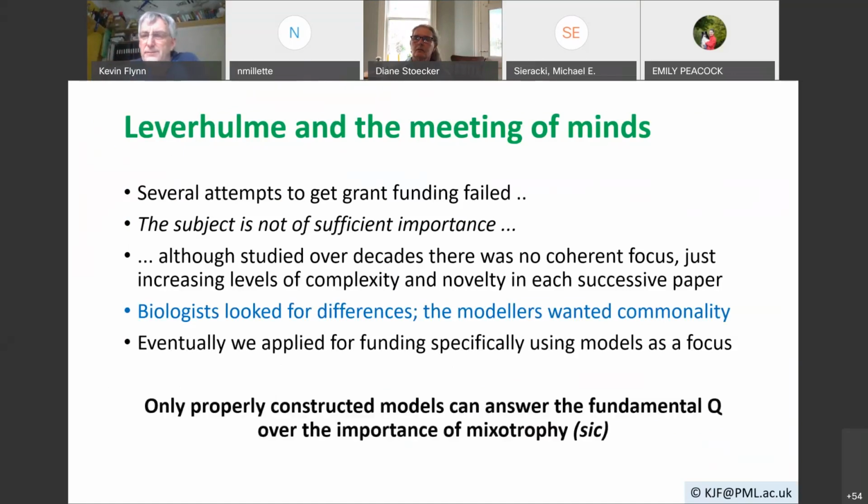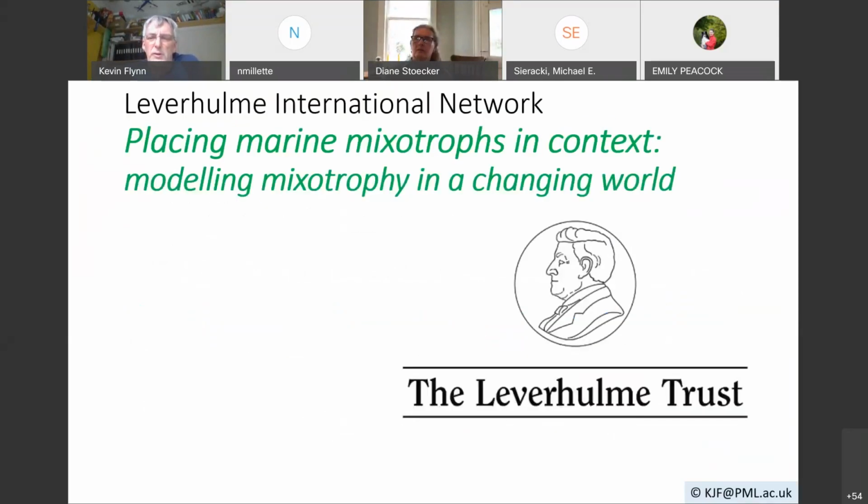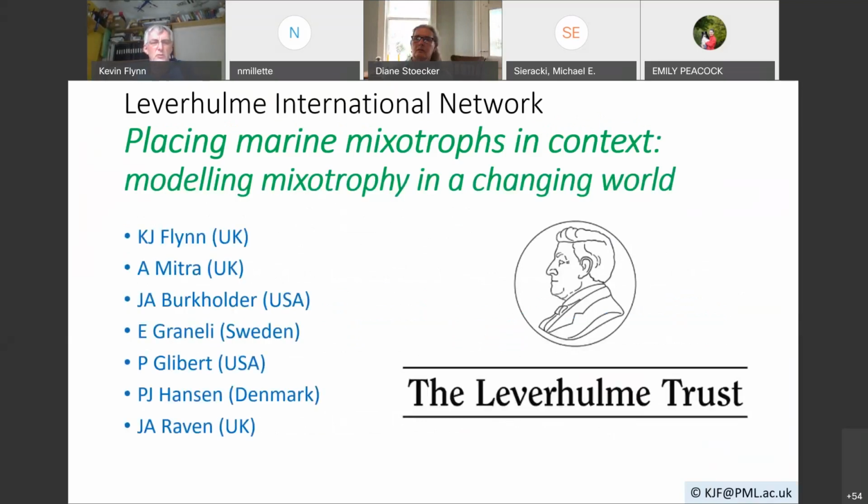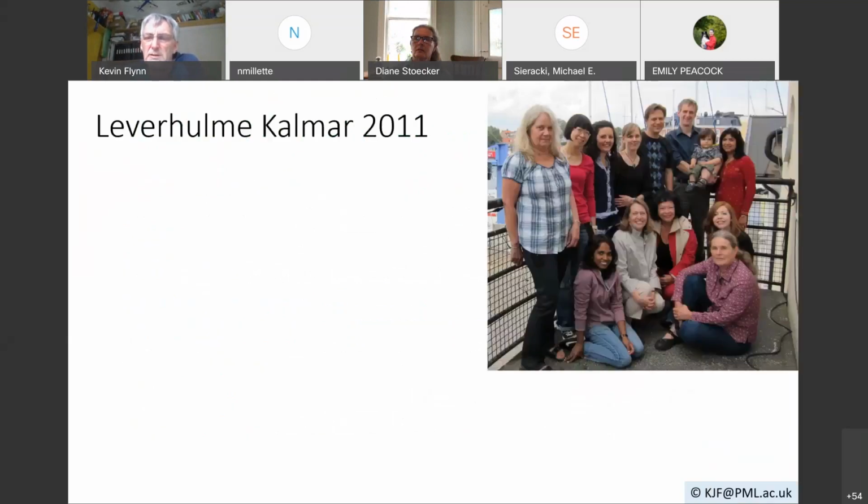And the reason for that is basically only properly constructed models can really answer the fundamental question as to whether these processes are important or not, or where they are important. So we got funding from the Leverhulme Trust, and these are the grant holders for that. And over the following 4 years or so, we had a series of meetings. The first one being in Kalmar.